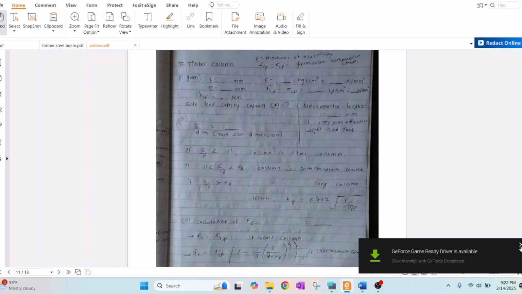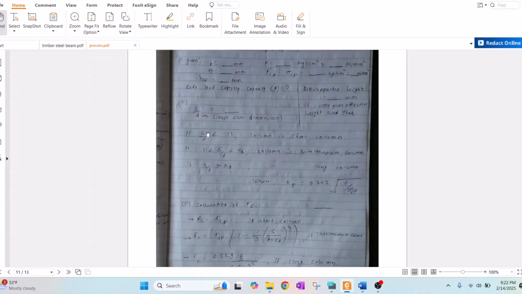Okay, so before the design process, I would like to talk about the types of timber column. Typically there are three types. The first is a short column, the second is an intermediate column, and the last is a long column. Here is the criteria on the basis of which we can categorize timber columns. The criteria is S by D, where S is the unsupported height of the column, whereas D is the least side dimension.